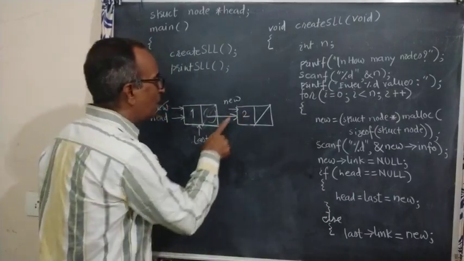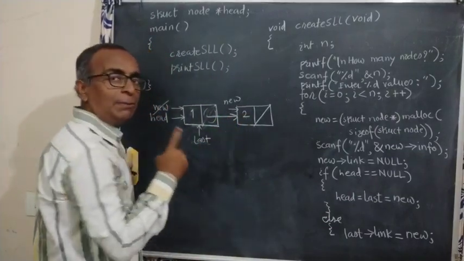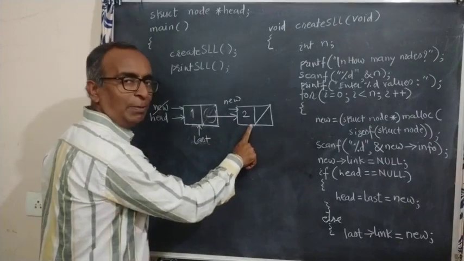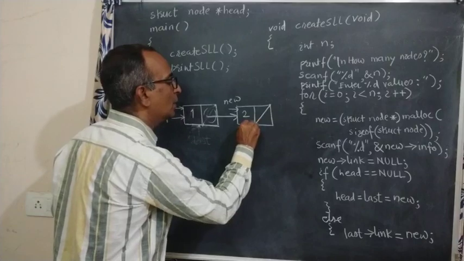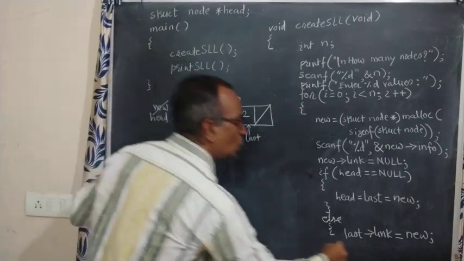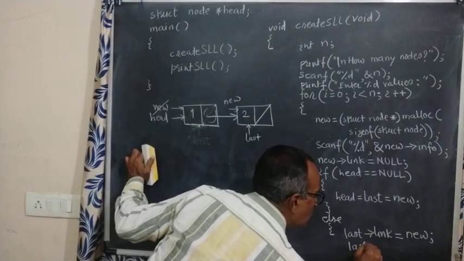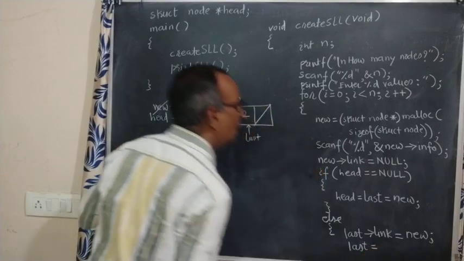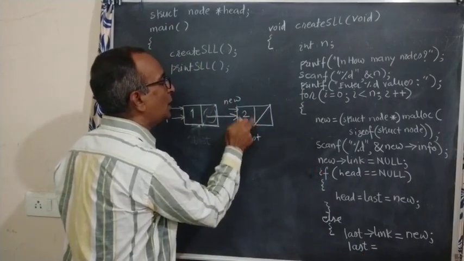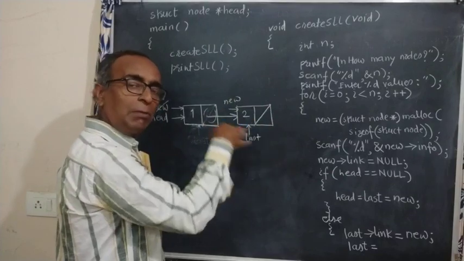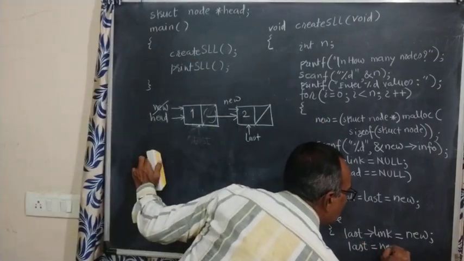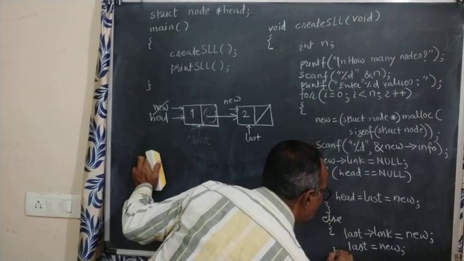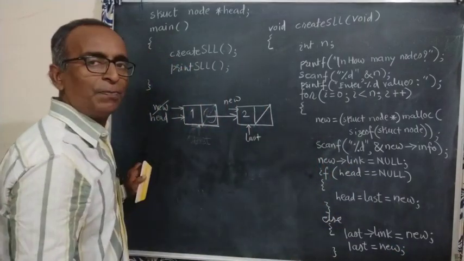Then after this insertion, which will be the last node? This node will be the last node. So set that last node so that it will point here. So last you are changing, so write it on the left hand side. What is given to last? This node's address. Whichever new node, that will be the last node because you are inserting at the end. So new is given to last. That's it. You have set this.